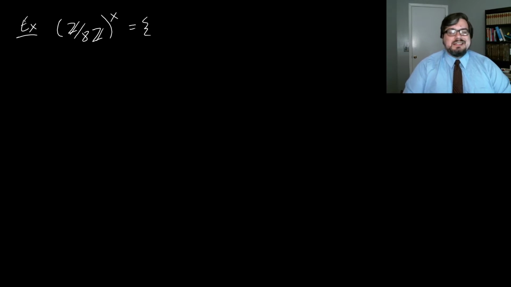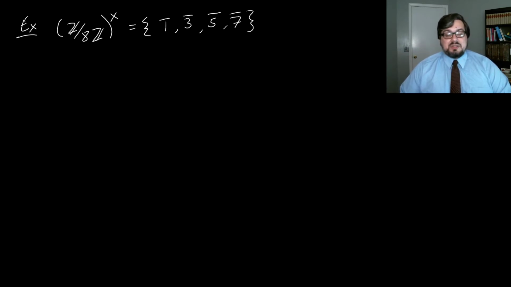So let's take a look at the group Z mod 8Z cross. Now remember, this is the multiplicative group consisting of all equivalence classes of numbers that are relatively prime to 8. So 1, 3, 5, and 7 are the positive numbers that are less than 8 and relatively prime to 8, that have no common divisors other than 1. And so I want to look at this group, and I claim that this group is not cyclic.